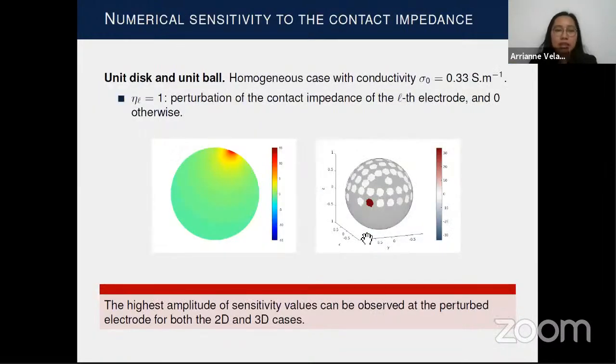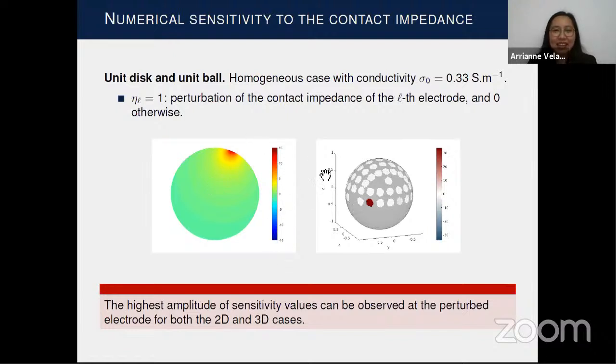So for the numerical sensitivity, we consider two cases. One in 2D and one in 3D, a unit disc and a unit ball. So for eta, we construct eta by setting eta L to 1 if there is a perturbation of the contact impedance of the Lth electrode, and 0 otherwise. So in here, we perturb the 16th electrode. Okay, the 8th, I think, the 7th electrode.